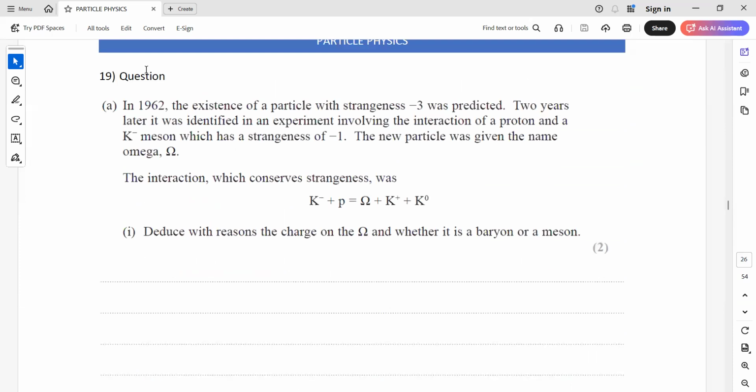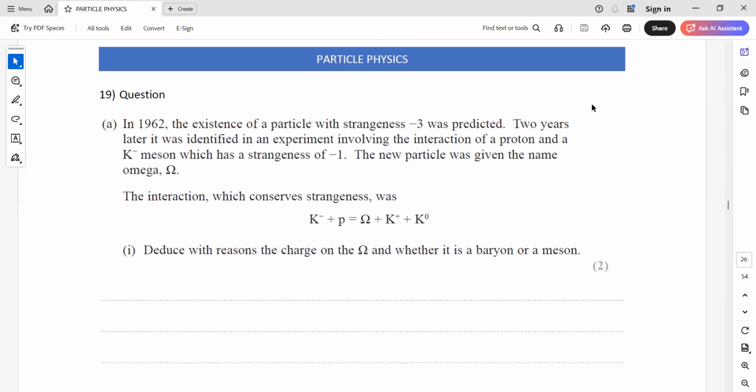In question 19, in 1962, the existence of a particle with strangeness -3 was predicted. 2 years later, it was identified in an experiment involving the interaction of a proton and a K- meson, which has a strangeness of -1. The new particle was given the name omega. The interaction which conserved the strangeness was this. Deduce with reason the charge on omega and whether it is a baryon or a meson.